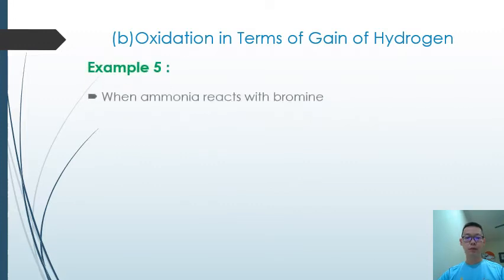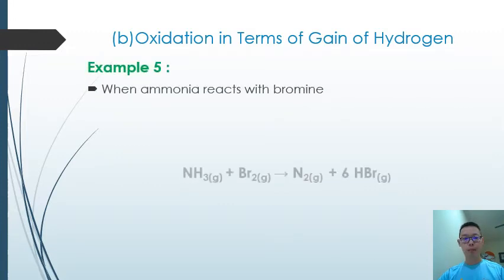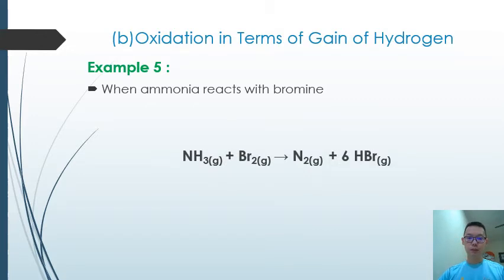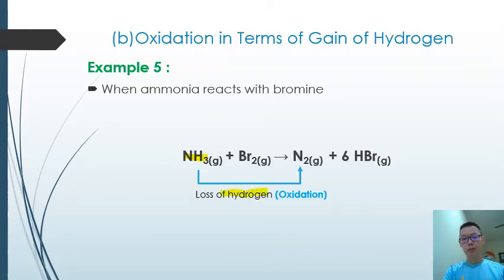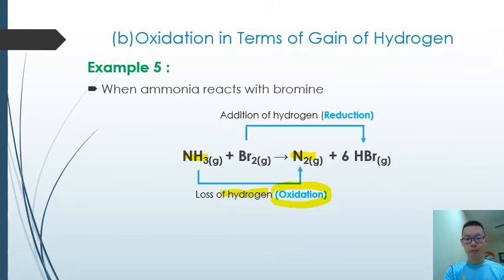Example number 5. When ammonia reacts with bromine, let's look at this chemical equation. Ammonia loses hydrogen to form nitrogen gas during this chemical reaction. So ammonia undergoes oxidation. On the other hand, bromine gains hydrogen to form hydrogen bromide. So bromine undergoes reduction. And this is an example of a redox reaction.